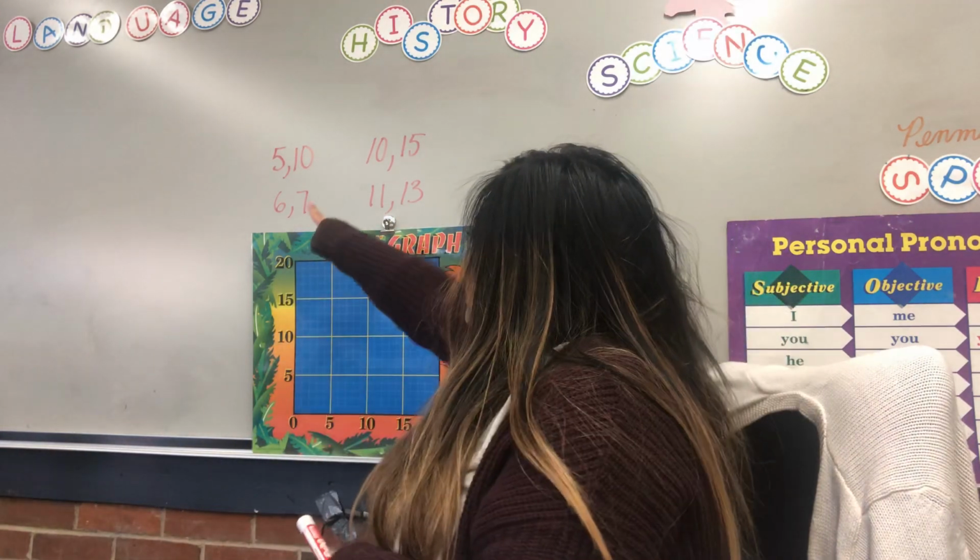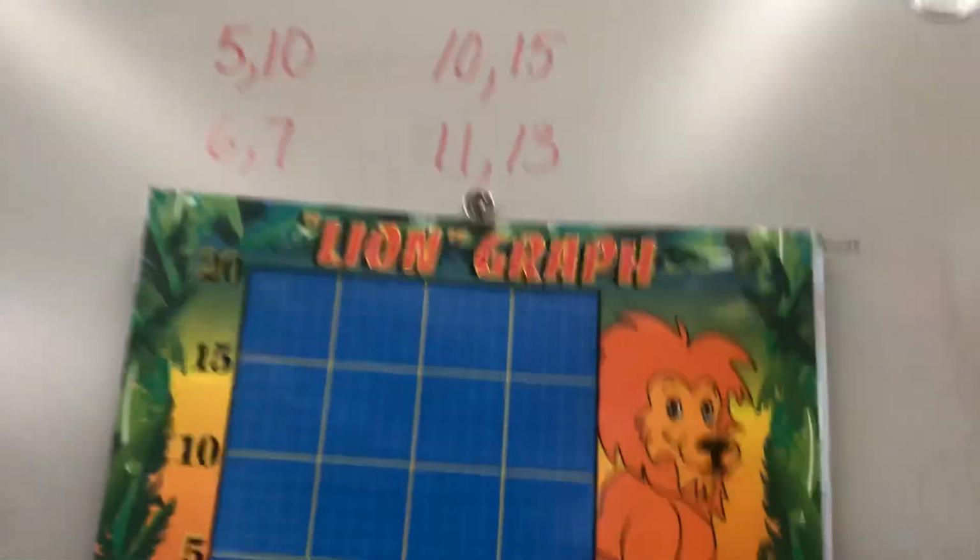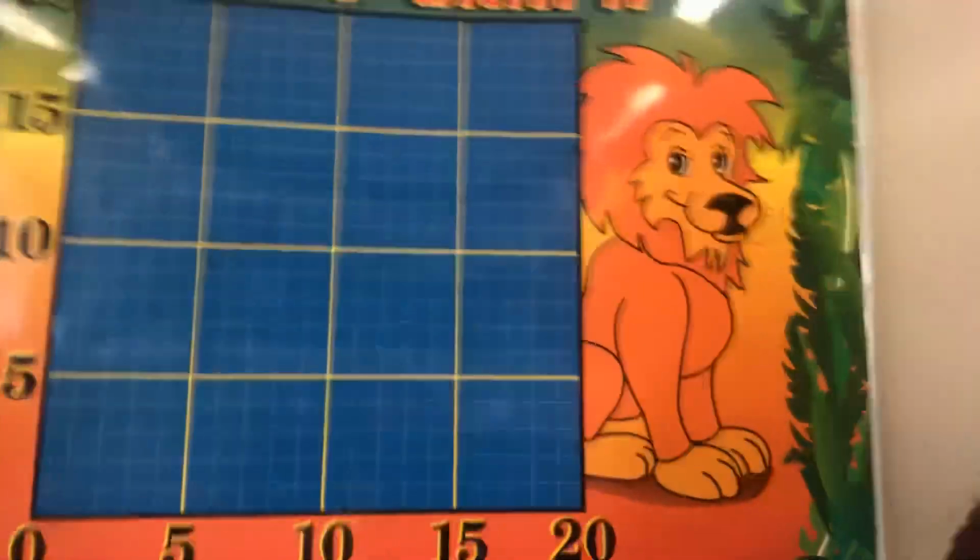So for our first number, we have 5 to 10. I should use a darker marker. So let's track this. Okay, I don't know if you can see. Oops, there's my camera. So I don't know if you can see. So I'm going to try to move this up. Okay, so hopefully you can see this now.